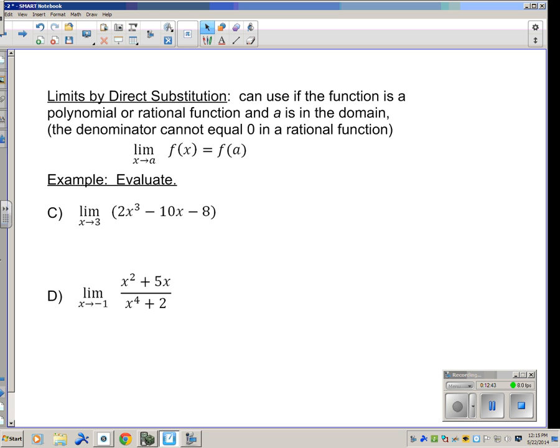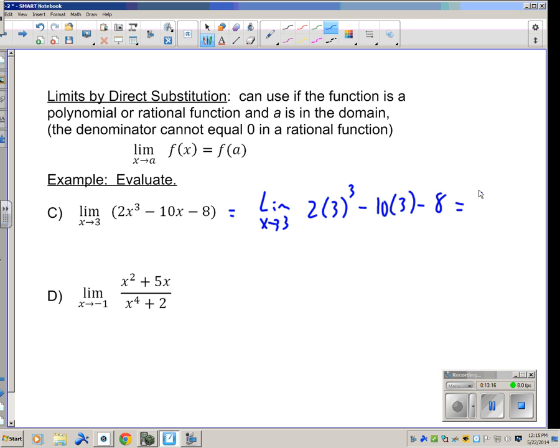So again, we can use direct substitution just like I showed you. So the limit of f of x as x approaches a there is equal to f of a. Again, we cannot get a 0 down in our denominator when you use direct substitution. If that's happening, we're going to have to use some other method there. So part C there, let's go ahead and let's evaluate this. So the limit as x approaches 3, 2 times 3 to the third minus 10 times 3 minus 8. So we end up getting 16.